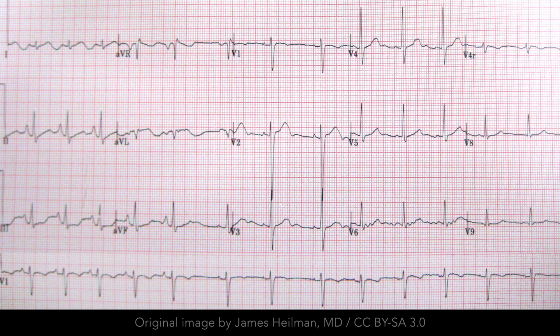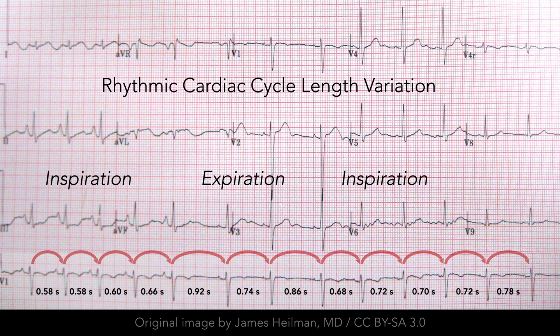Respiratory sinus arrhythmia is a benign phenomenon in which the PP interval varies with respiration. The rhythm is regularly irregular; the heart rate increases during inspiration and decreases during expiration. The variation between the shortest and longest cardiac cycle length, that is, the PP intervals, is greater than 10%, or 120 milliseconds. The heart rate is between 60 and 100 beats per minute, although it may momentarily extend beyond these limits.